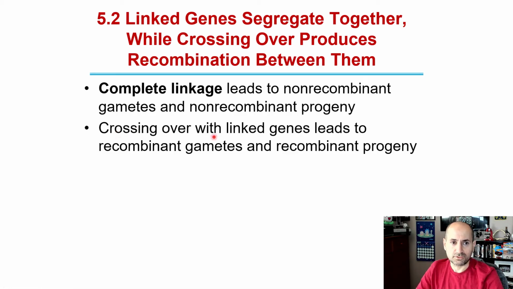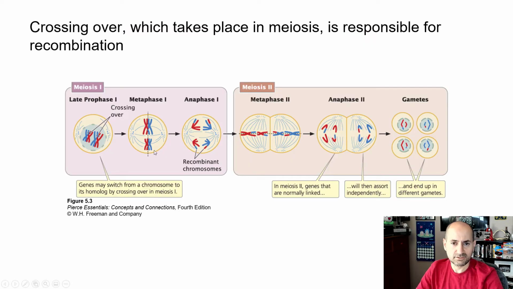So it's crossing over with linked genes that leads to recombination here. Here again, you can see where crossing over plays a role. Crossing over takes place during meiosis 1, prophase 1. You see the crossing over event happens. And then during metaphase 1, you've got independent assortment. You've got the tetrads lining up in a random independent fashion. And then you have separation of the homologs. Then you have metaphase 2, where the non-identical sister chromatids line up at the center of the cell, and then you have separation, and you have gametes.